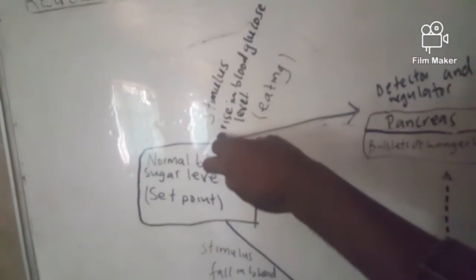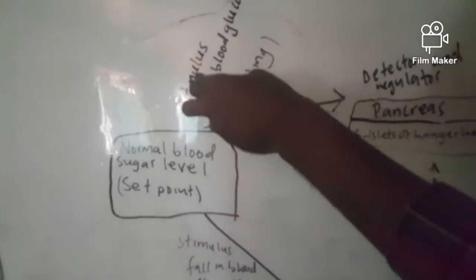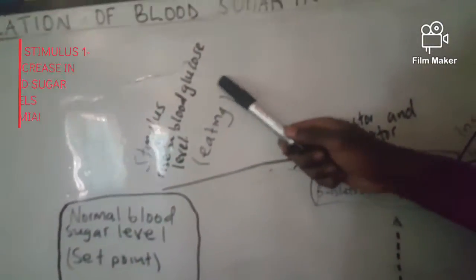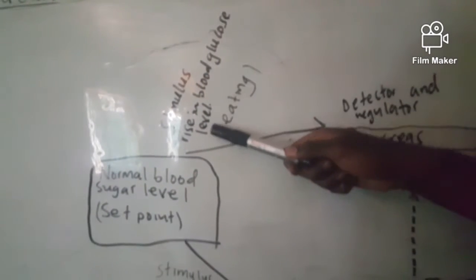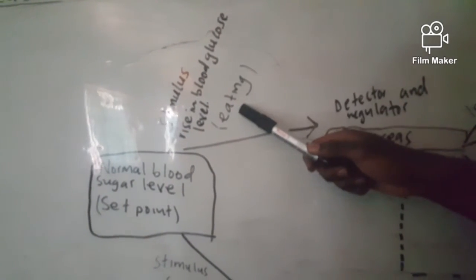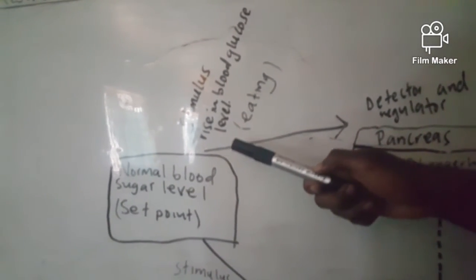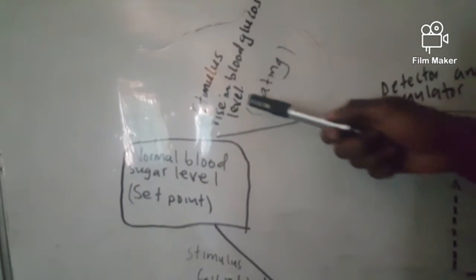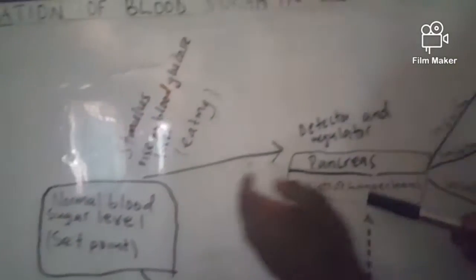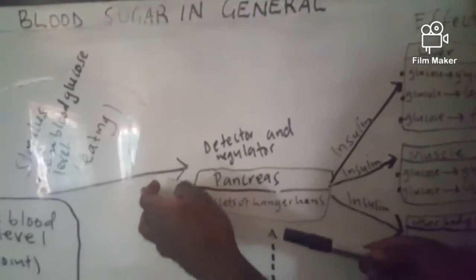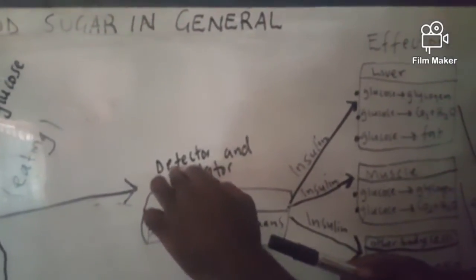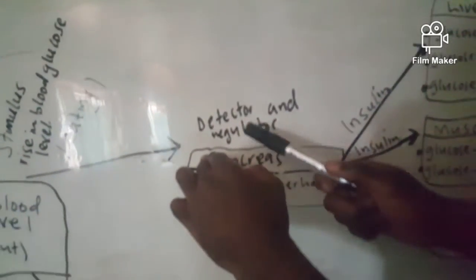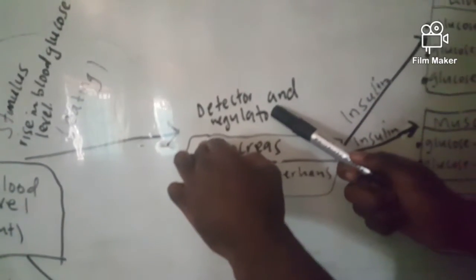So a stimulus comes in, which is now a rise in blood sugar level, maybe after taking a heavy meal of carbohydrate. So the blood sugar level will rise from the set point. Eating will cause a stimulus, which is the increase. The increase will be detected by the pancreas. In this case, it is the pancreas that detects and regulates.